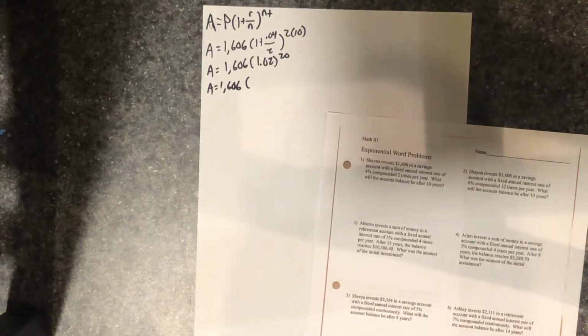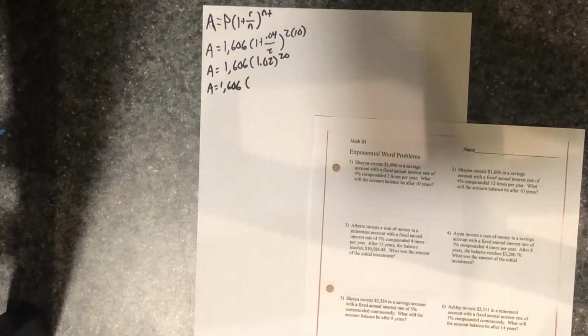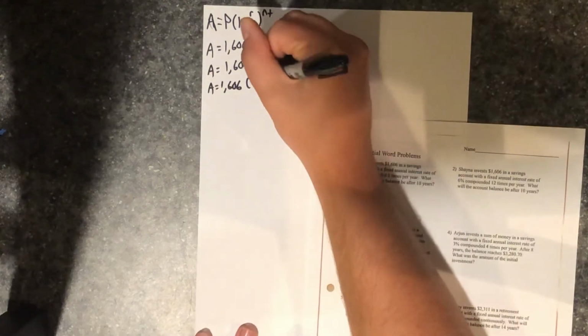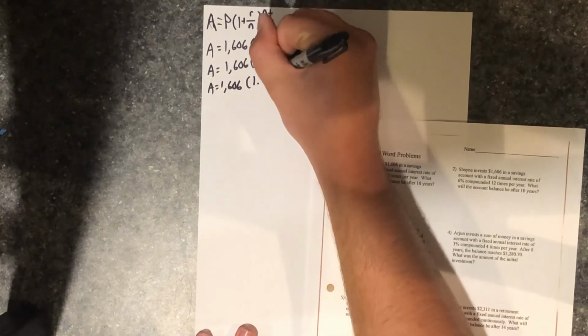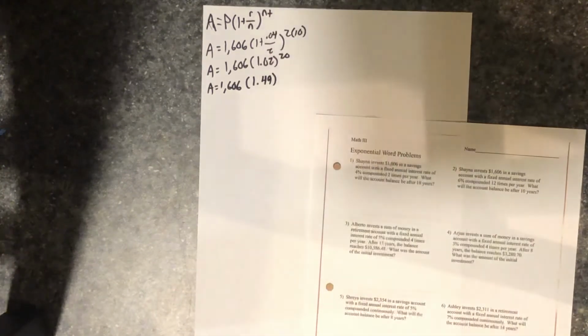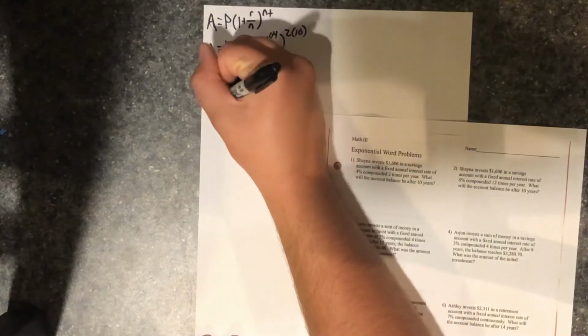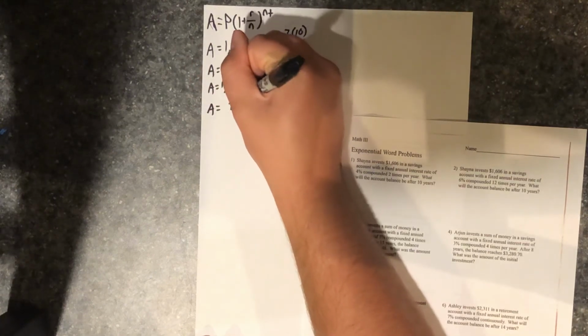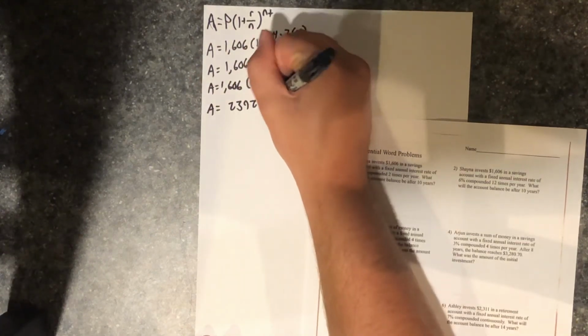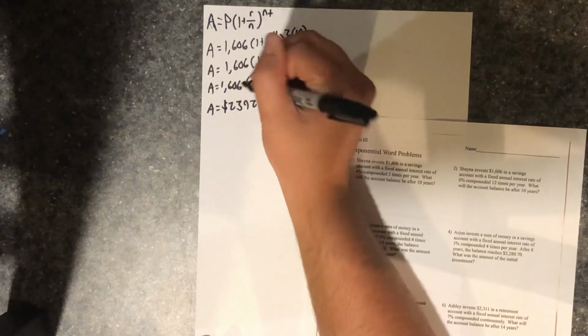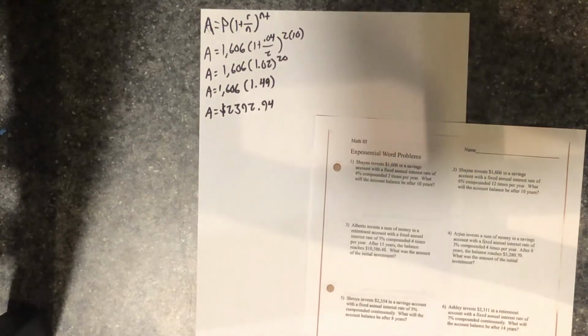So here, we're just going to round to the nearest hundredth since it doesn't specify anything. So we're just going to go to 2 decimal places and get 1.49. Now we can do 1.49 times 1,606 to get 2392.94, and that will be your total amount after compounding interest.